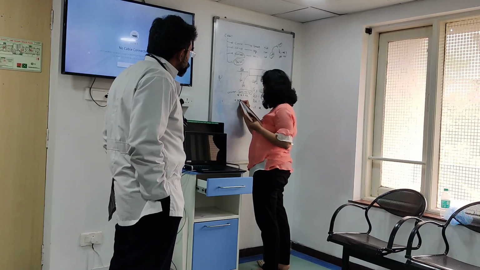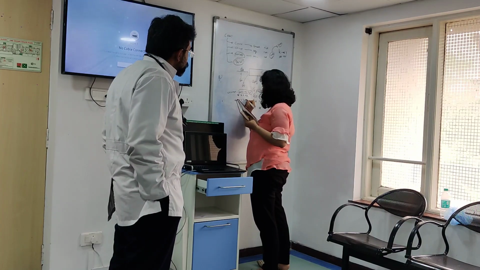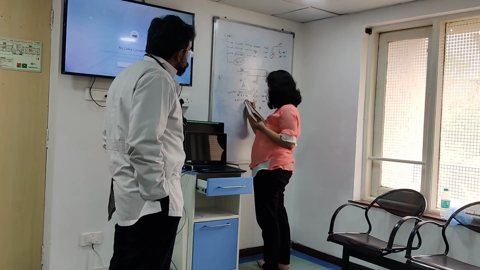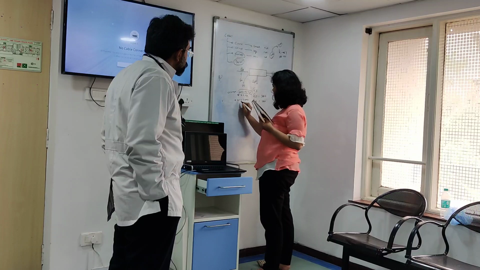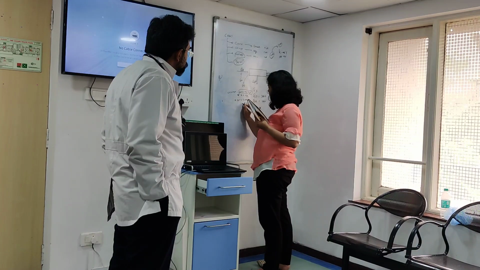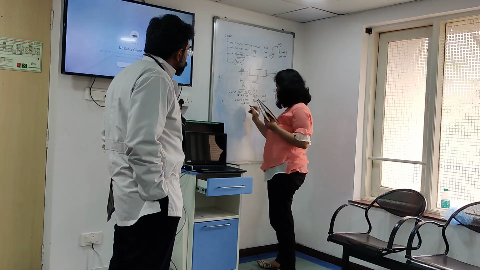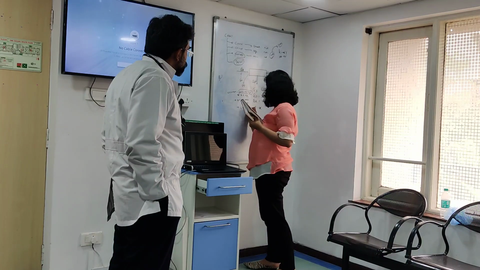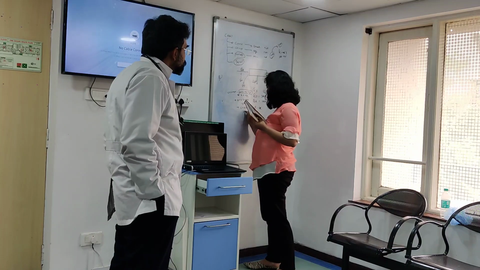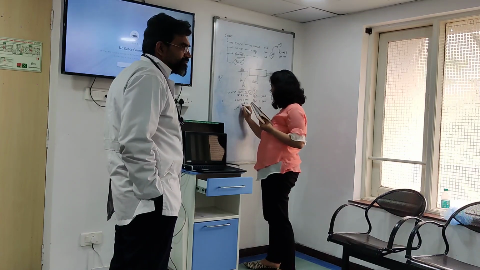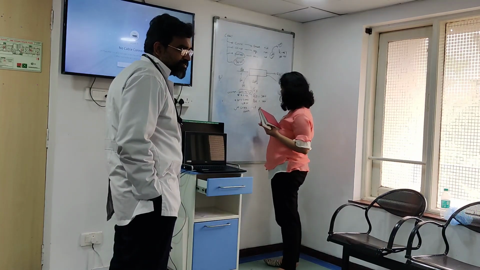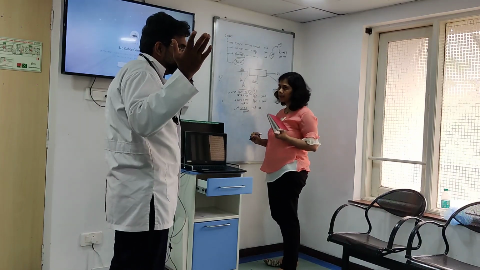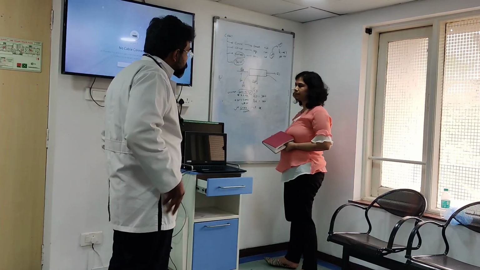2.5 into 3000 is how much? 7,500. Now you do 6 into QR. 6 into 12,000 is 12,000. Which is the larger one? QR. Now you have to use the 6 times equation because QR is larger. So what is 6 times?